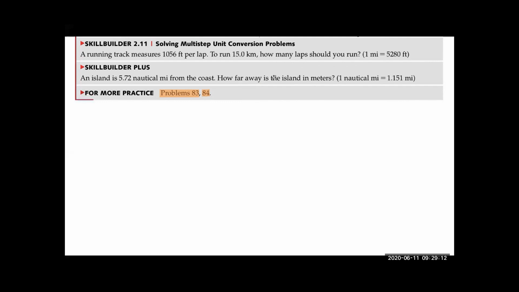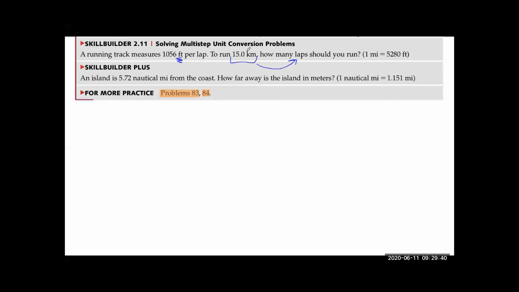Now, this is one of those examples where there are multiple steps that you have to go through. For example, the heart of this problem is right here. What it's asking you to do is to convert 15 kilometers to the number of laps on this track. But notice that the unit that's given for the track is not the number of kilometers per lap, but you're given feet per lap. So this is a little bit more challenging problem.